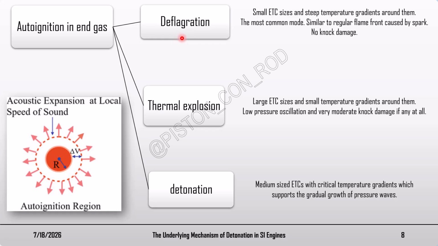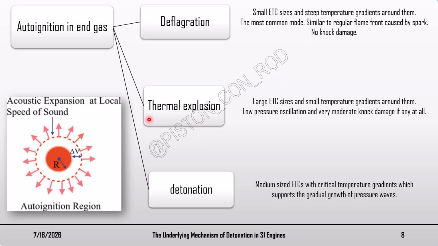So how should be the state around that autoignition spot for it to develop into deflagration? That autoignition spot shall be small, and around that spot there should be steep temperature gradients. And that will result in something similar to a regular flame front caused by a spark. No knock damage will be reported.